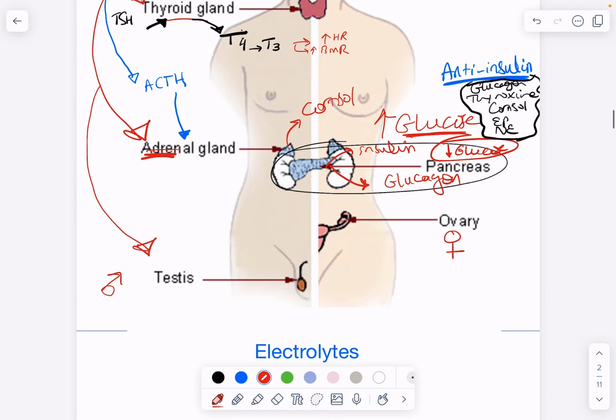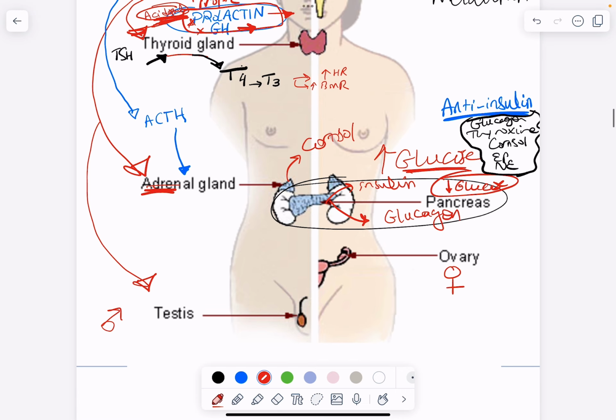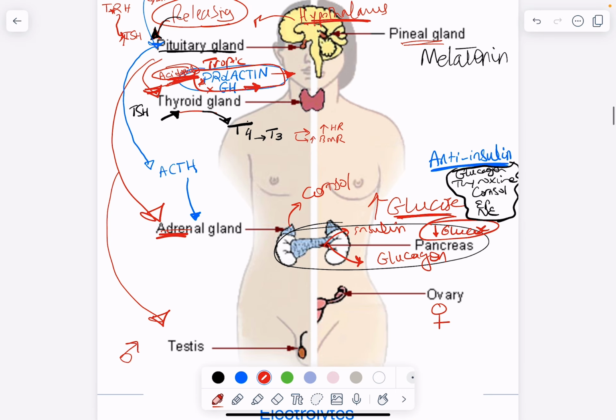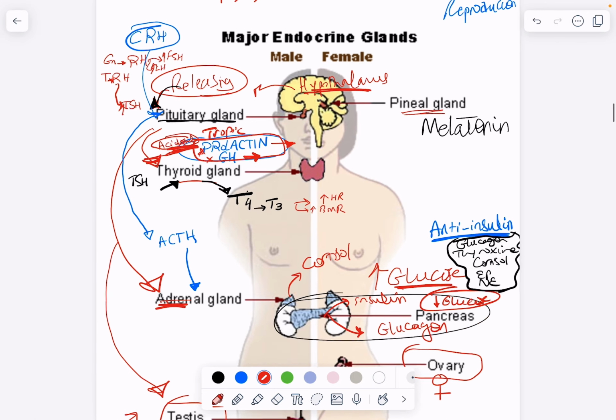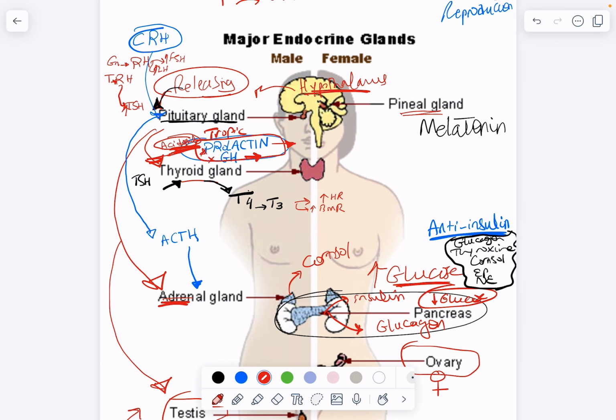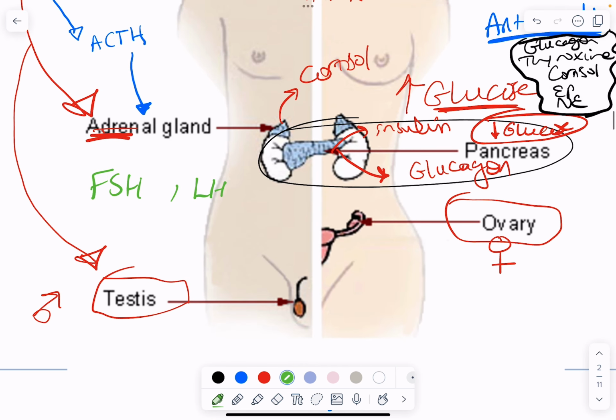All right, guys. Now let's go back to the pituitary, which would stimulate the reproductive organs now. So we have the hypothalamus that releases GnRH, that's the releasing hormone. GnRH, gonadotropin releasing hormone. It will go to the pituitary and stimulate the release of the gonadotropins, FSH and LH. That's both in males or females. Those are called the gonadotropins.